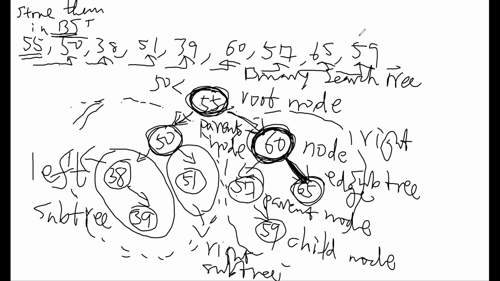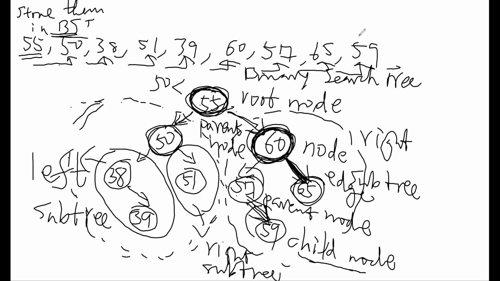So if there is an arc going toward the node, then that node is a child node. And if the arc is coming out of that node, then that node is a parent node. And there are some other concepts within this whole tree structure.